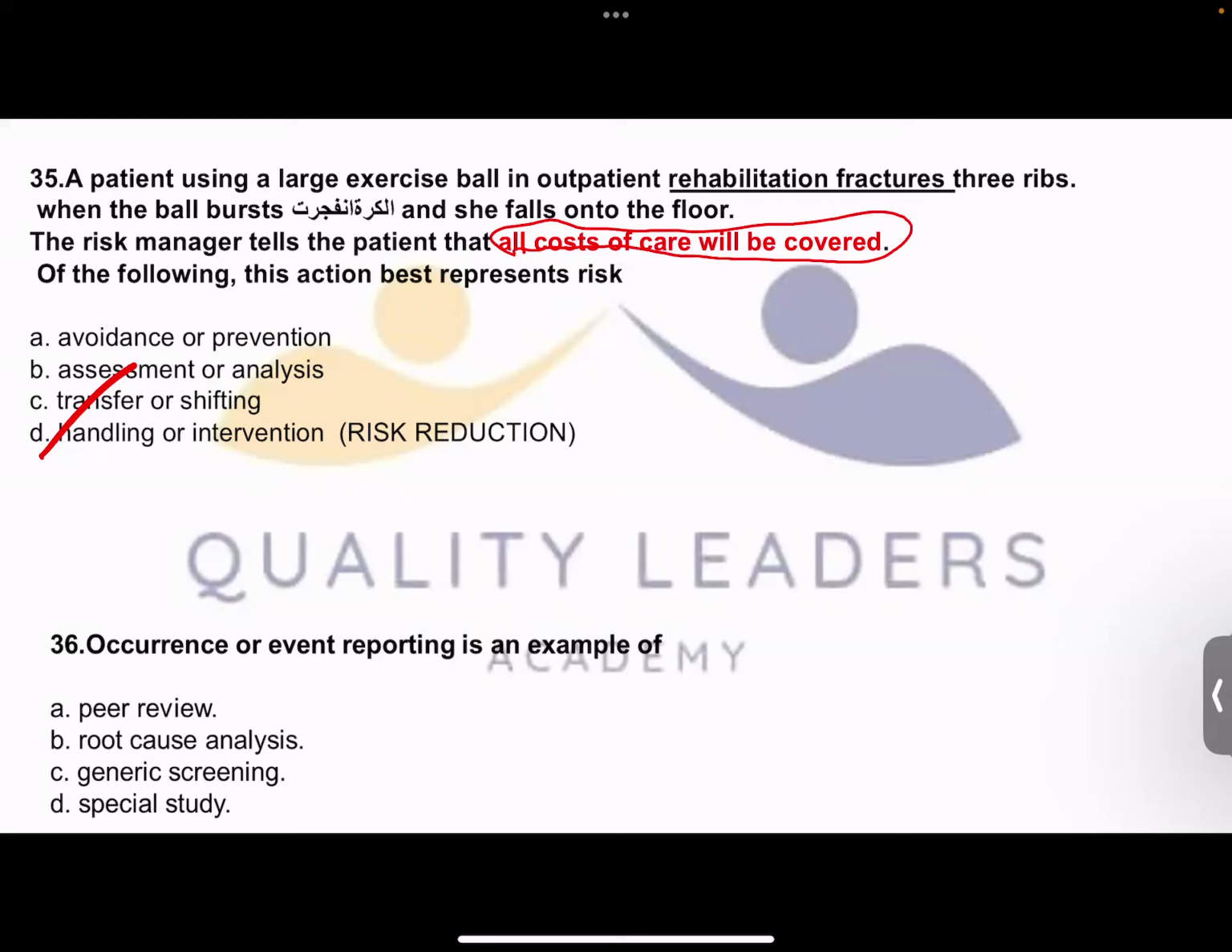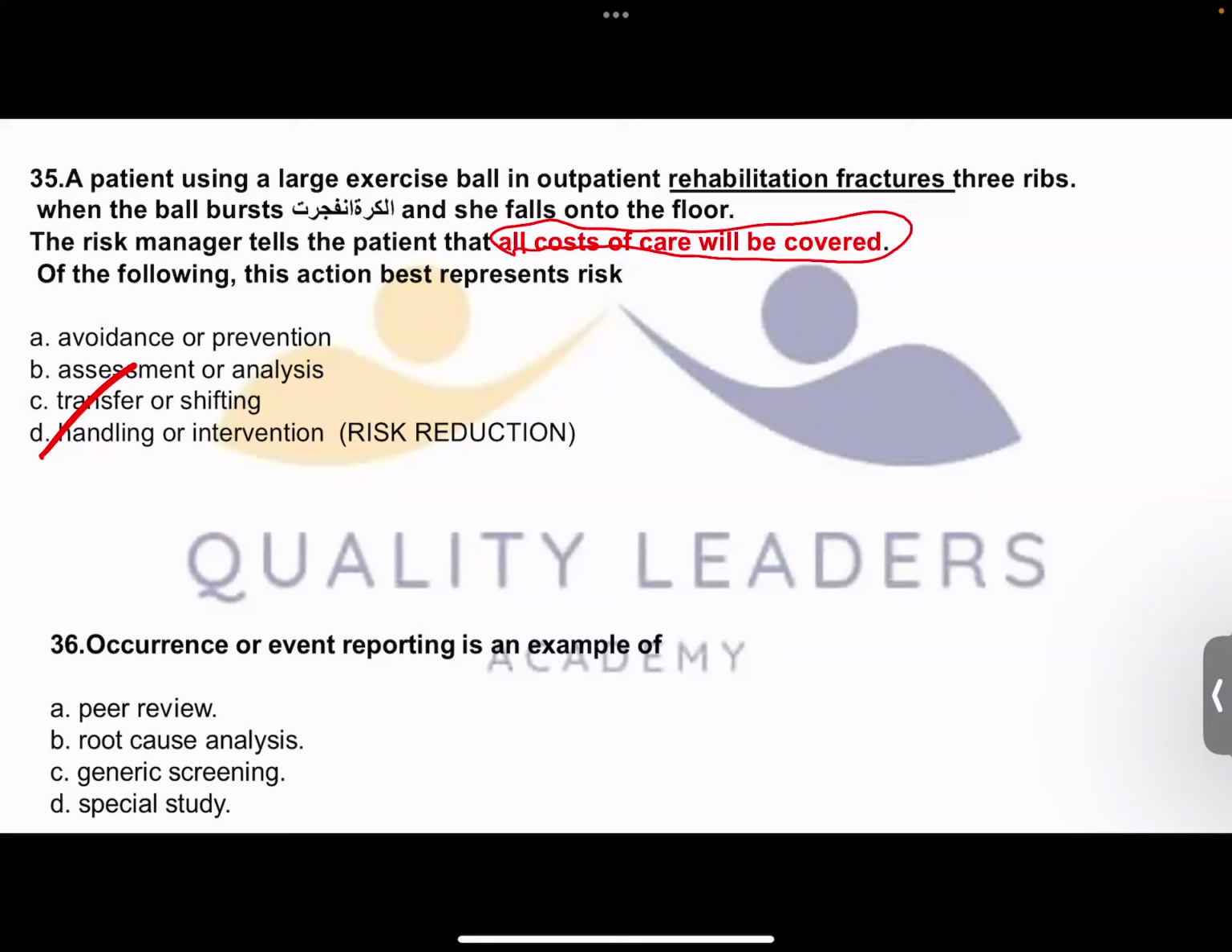Occurrence or event reporting is an example of generic screening. Yes, very good. It is a method used in generic screening where reports of incidents or events are collected to identify potential risk trends or adverse outcomes. It serves as an initial step in identifying issues that may require further investigation or corrective action to improve safety and quality.